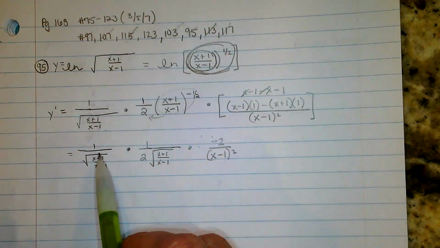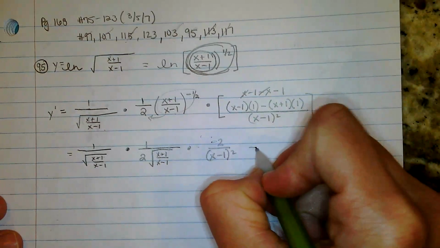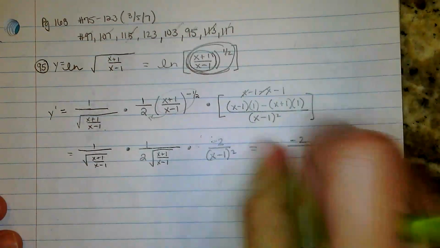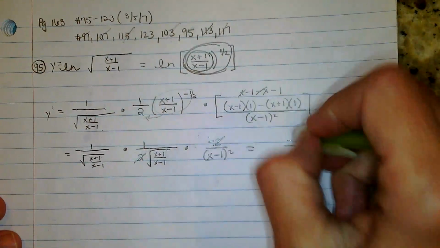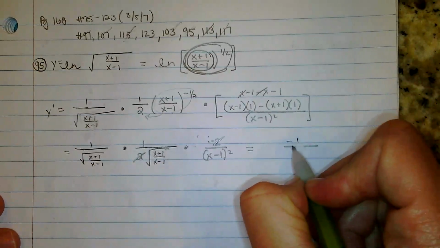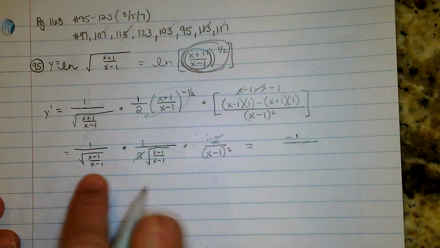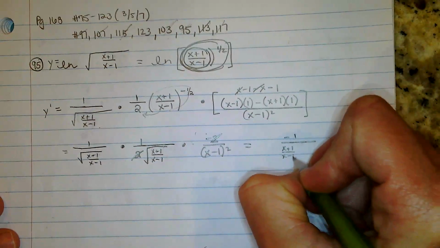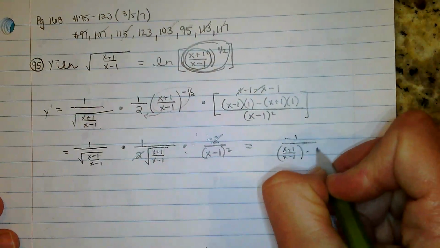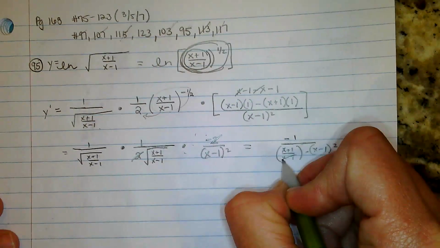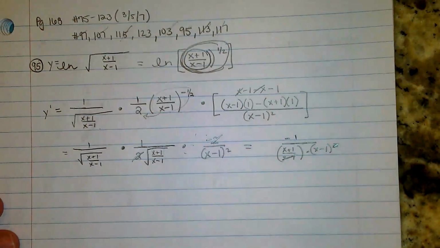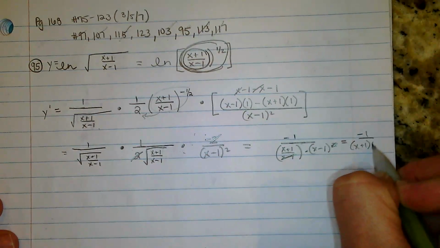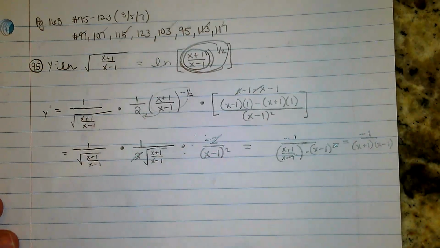So when I do my multiplication of fraction times fraction times fraction, I get negative 2 on the top. Well, let's cancel that 2 with that 2 right there. So negative 1 on the top. And on the bottom, this times this is just going to cancel the square root. So it would be x plus 1 over x minus 1 times this. And then this one on the bottom cancels with one of the two of these on the top. So we end up with negative 1 over x plus 1, x minus 1.